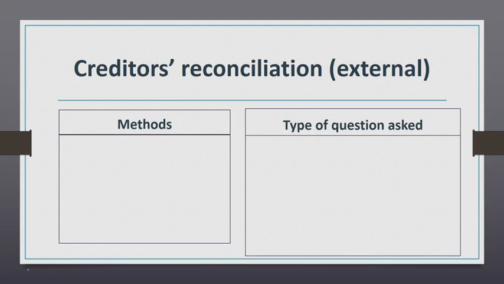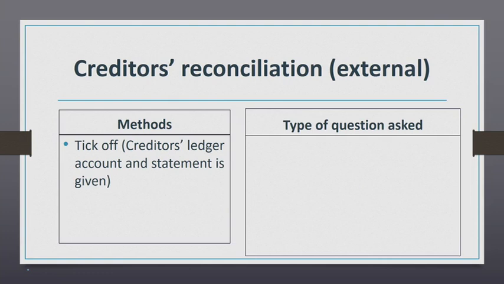Creditors reconciliation, if we look at the external type of reconciliation, the methods, once again: the tick-off method, where they give you the creditor's ledger account and they also give you the statement. And then you have to compare, you have to tick off and encircle those things that do not tick off. Or the other method is where they only give you the differences and you have to do the reconciliation.